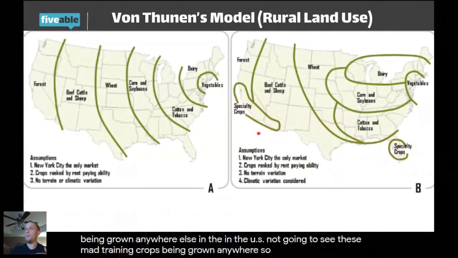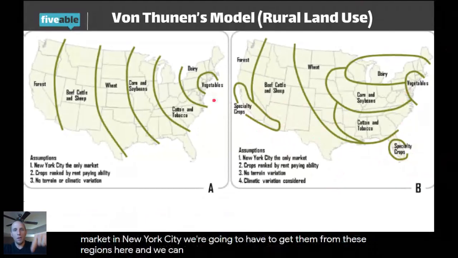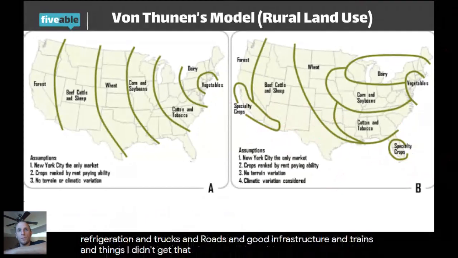So if we want them in the market in New York City, we're going to have to get them from these regions here. And we can do it because of modern technology such as refrigeration and trucks and roads and good infrastructure and trains, and get that stuff from one place to another. Right? So that's key. When you look at the where of agriculture, it's going to depend on a lot of things.